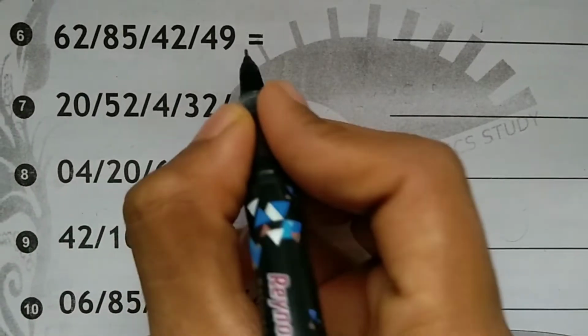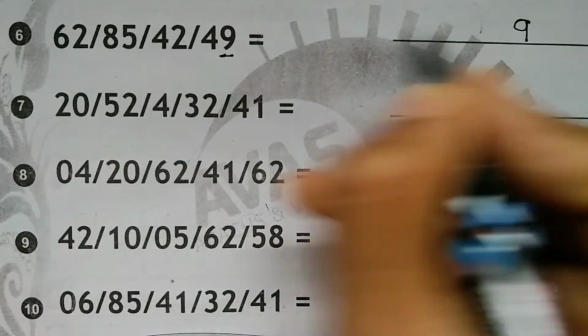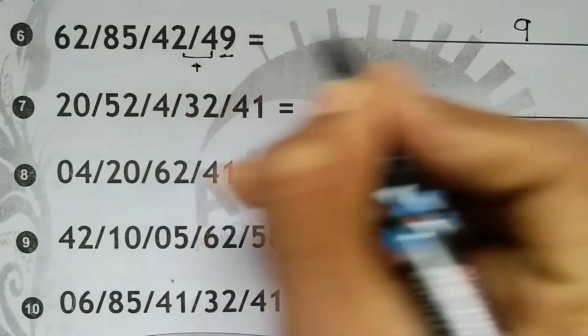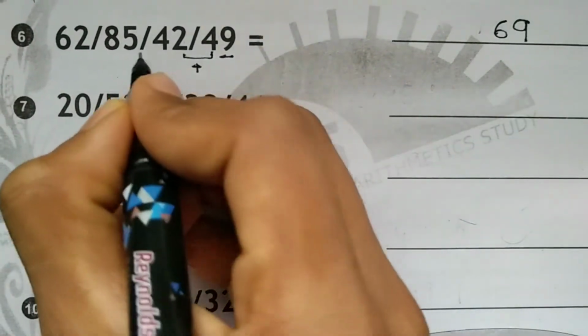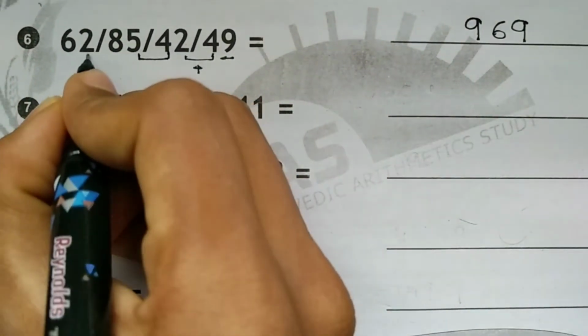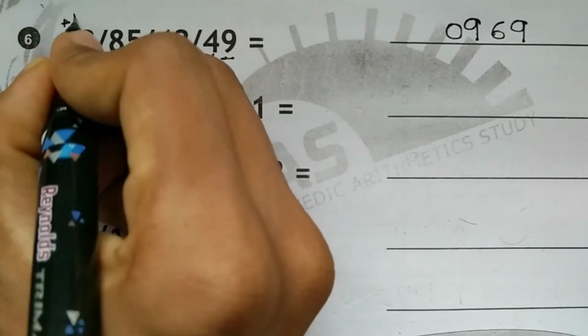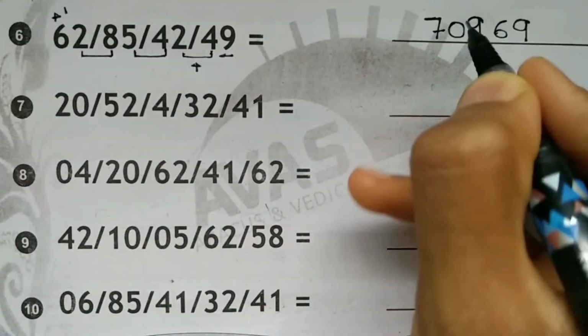Next problem. Write last digit 9 as it is. Then 4 and 2 plus it, so it is 6. Then 4 and 5, that is 9. Then 8 and 2, that is 10, 0, right? 1 is remaining plus 6, so 6 plus 1 is 7.